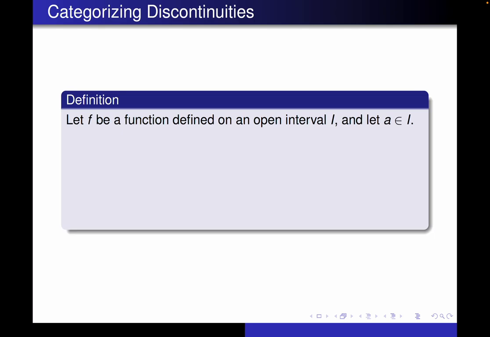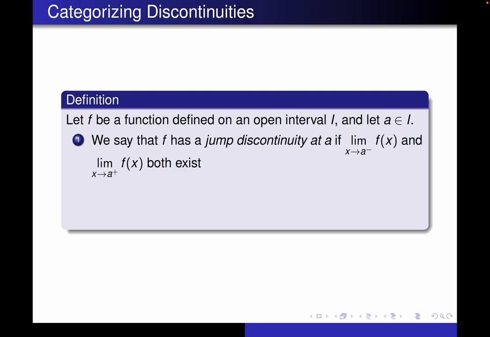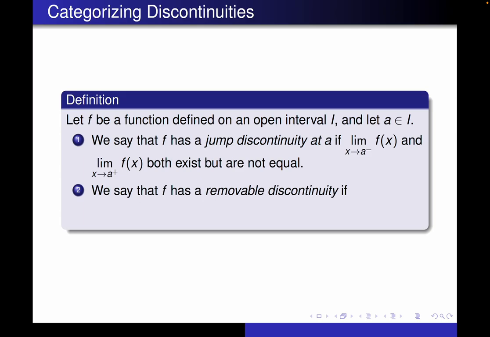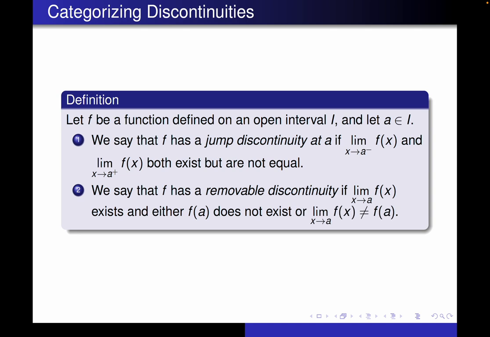And that leads us to some different ways of categorizing discontinuities. We sort of talked about jump discontinuities before. The precise definition of a jump discontinuity is the left-hand limit exists, the right-hand limit exists, but they are not equal. And a removable discontinuity means the limit exists, but either the function value at x equals a does not exist, or it's not equal to the limit.